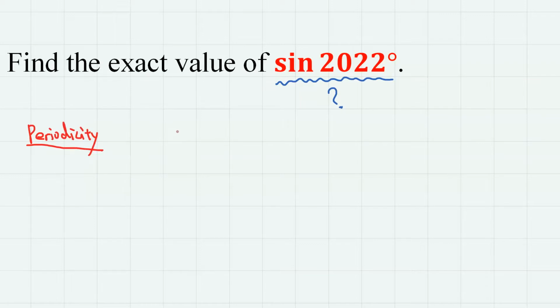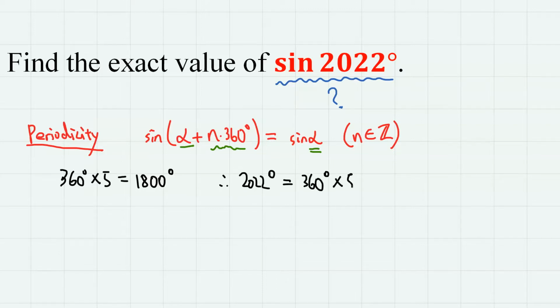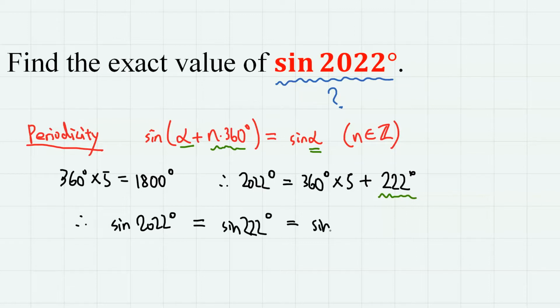First, we must reduce the angle using the periodicity of 360 degrees, which means sine of alpha plus some integer multiple of 360 degrees is simply sine alpha. Now notice that 360 degrees times 5 equals 1800 degrees. So therefore, 2022 degrees can be expressed as 360 degrees times 5 plus 222 degrees. So therefore, sine 2022 degrees equals simply sine of this angle, which is sine 222 degrees, which is again sine of 180 degrees plus 42 degrees.